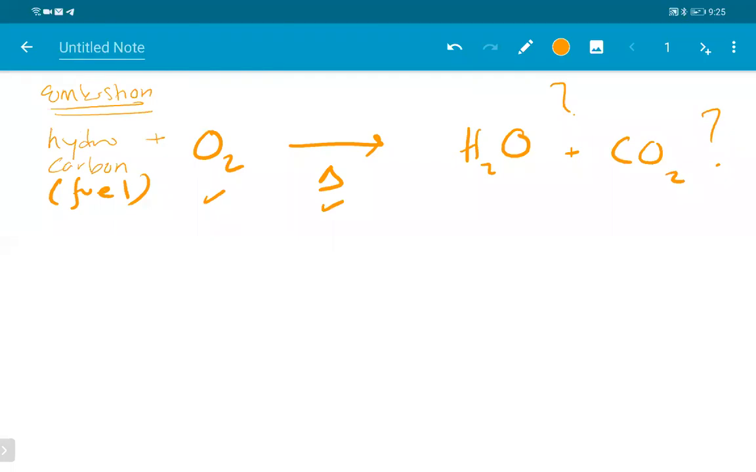Bila pembakaran tak lengkap, selain daripada air dan carbon dioxide, dia akan hasilkan carbon monoxide, dia akan hasilkan carbon. That's why we look at the soot, inilah asap yang kali hitam tu. Sebab carbon kali hitam kan. So what's going to happen is incomplete combustion. Due to incomplete combustion, it will produce carbon monoxide together with carbon deposit, the residues.